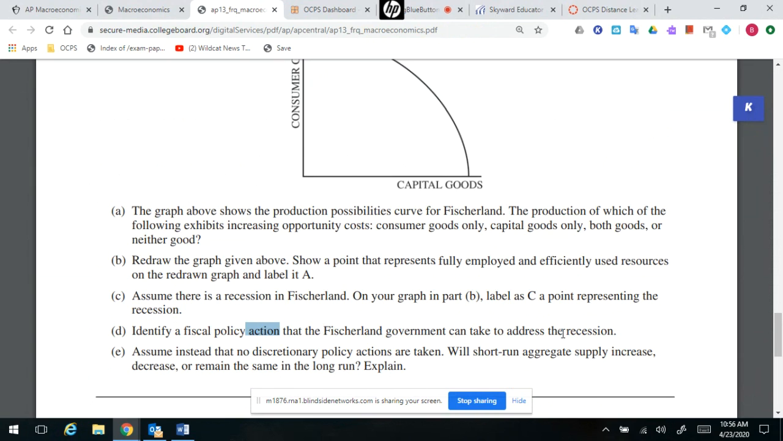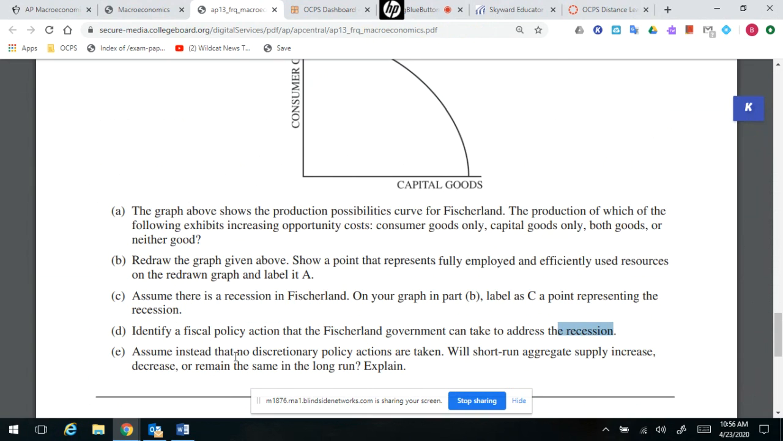All right, so to get out of a recession, straight from the flow chart here, you could either increase government spending or you could decrease taxes. Remember, if you decrease taxes, people have more money, so they'll increase consumption, which is a component of AD. So either increase government spending or decrease taxes. Part E, assume instead that no discretionary policy actions are taken. Okay. Will the short-run aggregate supply increase, decrease, or remain the same in the long run?